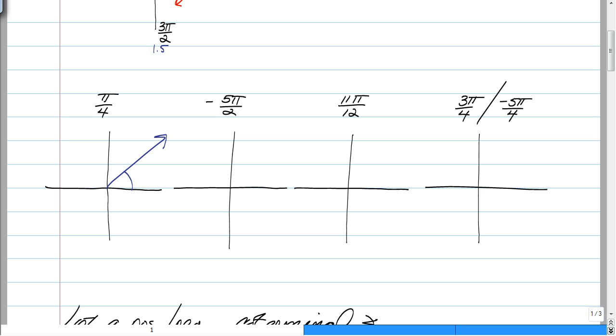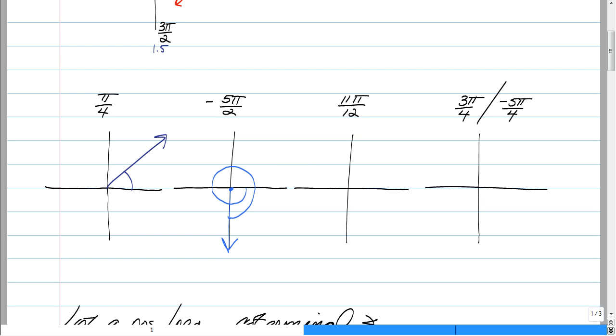So -5 pi over 2. My goodness, what are we going to do? Well, think about it in terms of -2.5. So you're going to go negatives. There's -0.5. There's -1. There's -1.5. There's -2. There's -2.5. Every time you hit an axis, that's 0.5 away. So there you go. You just graphed -5 pi over 2. That's it. Nothing else to it. So if it helps you to think about it in terms of decimals, you go right ahead.